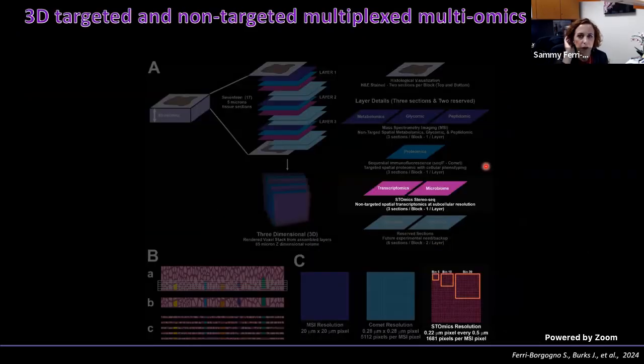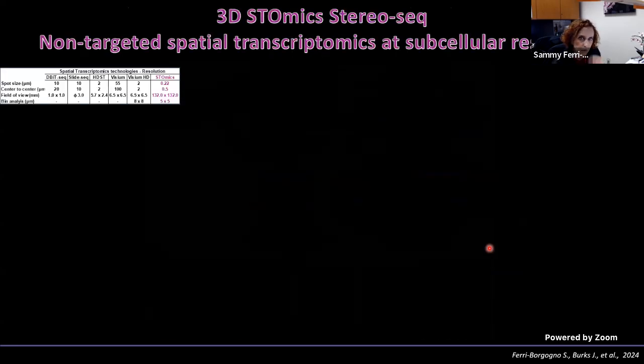So the third technology that we utilized for this multi-omics approach is Stomics Stereo-seq. In this case, we performed non-targeted spatial transcriptomics at subcellular resolution. For those who are not very familiar with spatial transcriptomics, I just added a table over here so you can see the comparison between the most famous spatial transcriptomics technologies available.